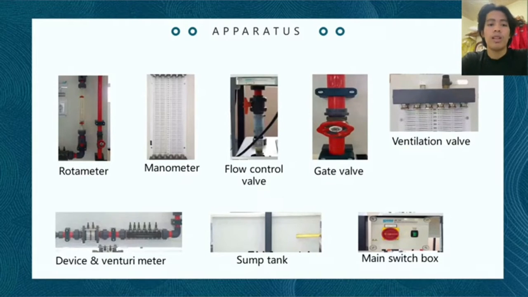The next one is the ventilation valve, the venturimeter and rotameter. The rotameter we use to obtain the actual flow rate of water. The gate valve, and the last one is the sump.